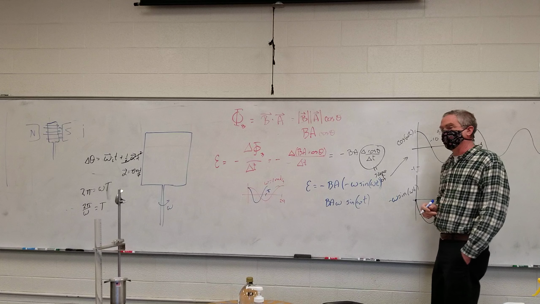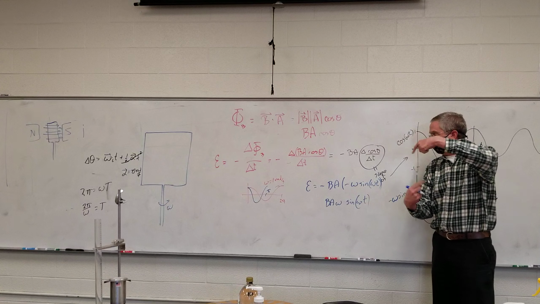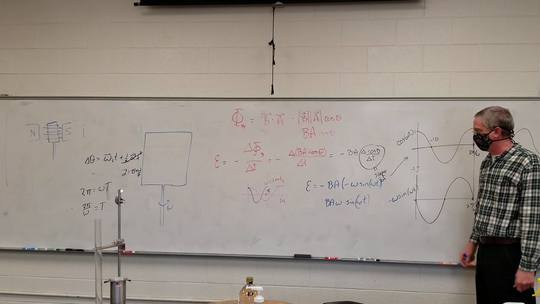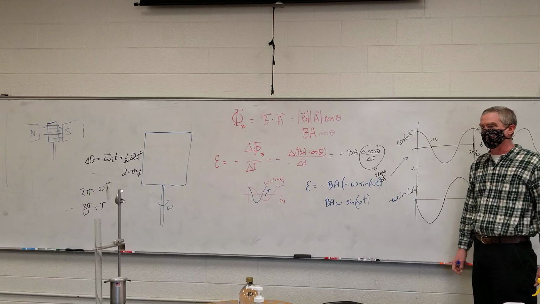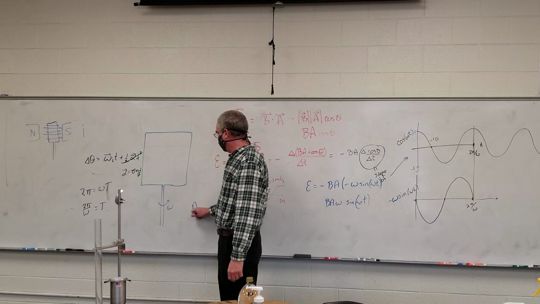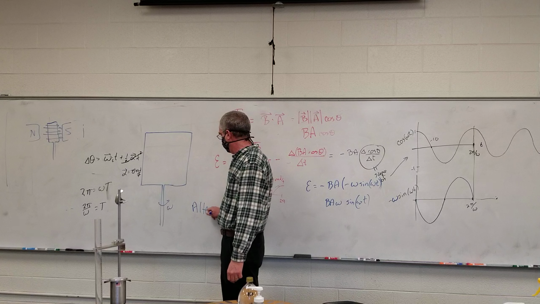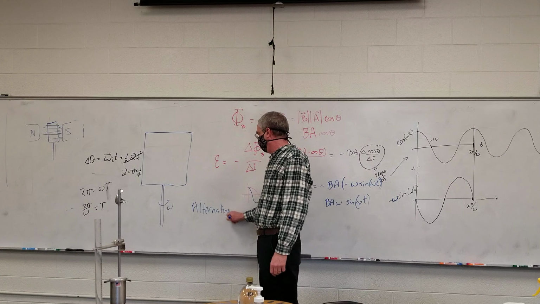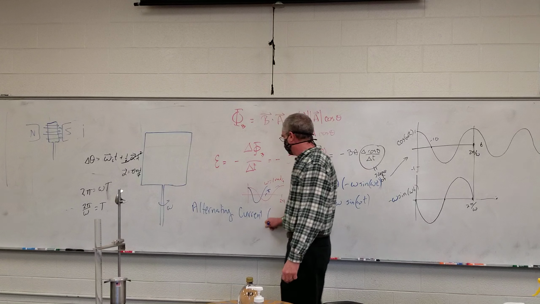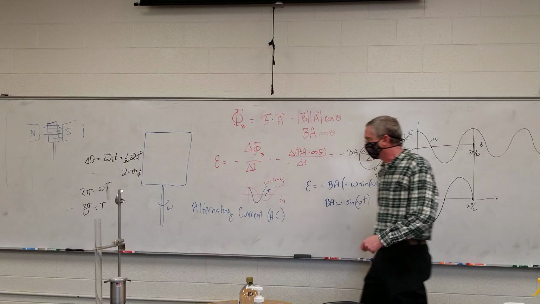This also sets up the fact that as the thing is spinning around, my voltage is oscillating back and forth, and if my voltage oscillates back and forth, my current's oscillating back and forth. And we're now talking about an alternating current, otherwise known as AC.